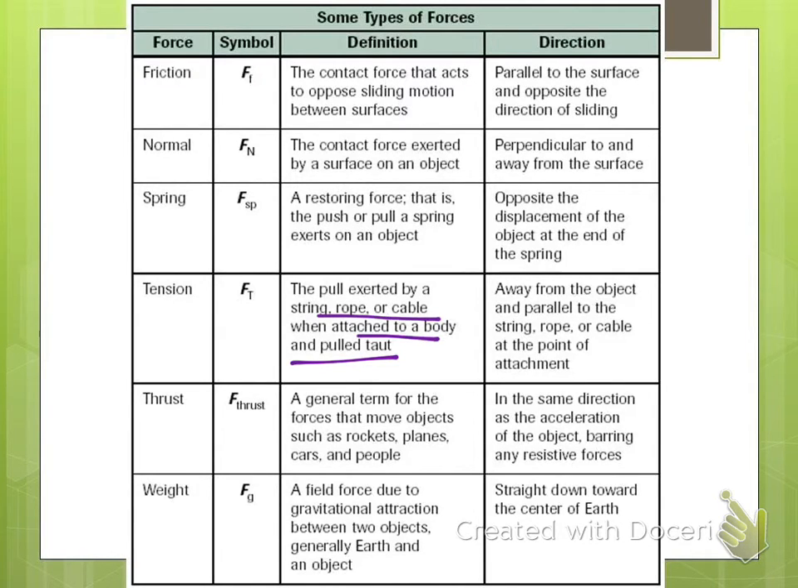So if you've got two objects and you're pulling something with a string, like pulling a wagon or pulling two boxes connected by a string, you'd have a tension force there as well.